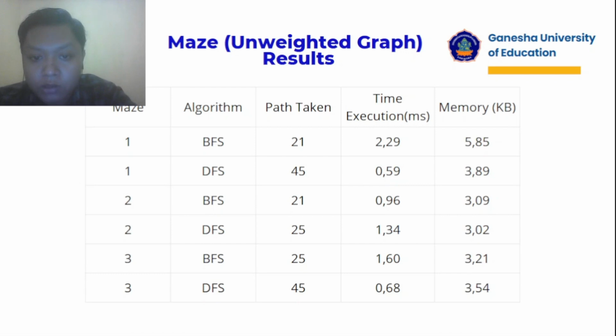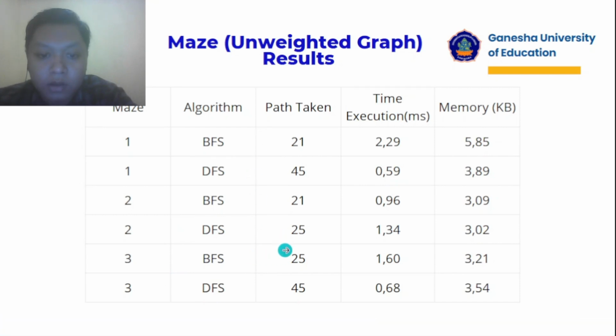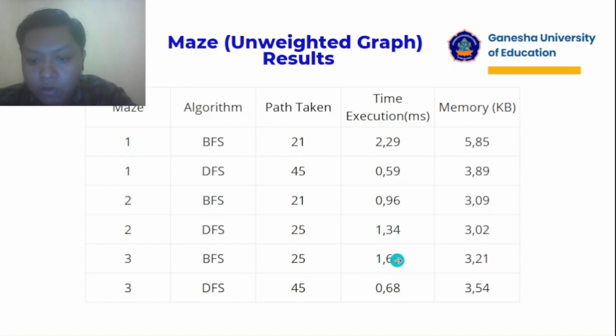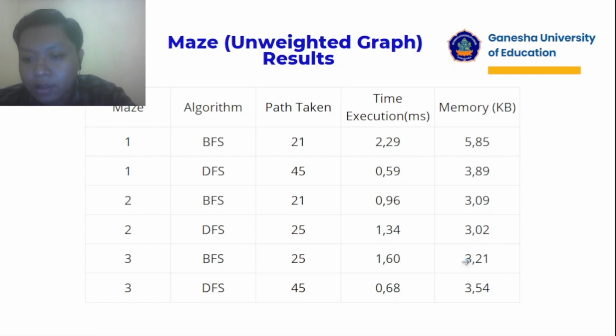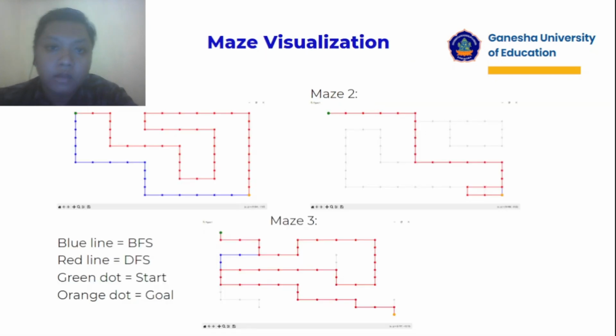And then for the third maze, it is the same as maze one. There's bigger differences between the algorithms. BFS still has a shorter path taken than the DFS, and for the execution time, DFS is much faster, and for the memory consumption there is a slight difference between these two algorithms. And this is the visualization.